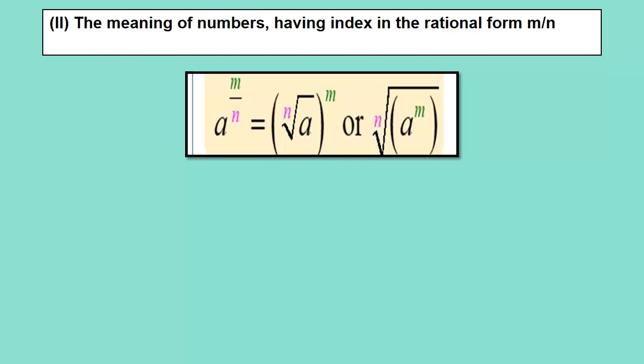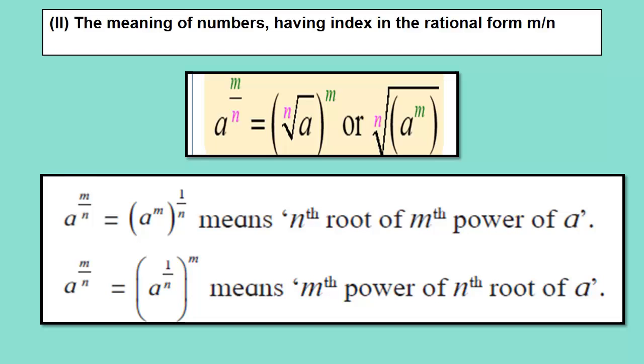What if the power is m upon n? If the index is in the form of m upon n, we can write 1 upon n into m, or we can write m into 1 upon n. So let us understand. A raised to m upon n means a raised to m, raised to 1 upon n. This means 1 upon n means nth root of. Now what is there inside? A raised to m. So it is mth power of a.